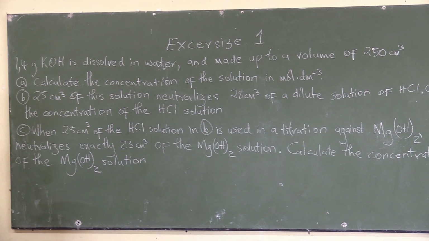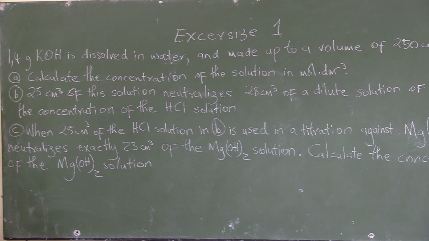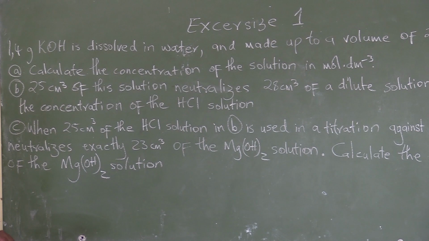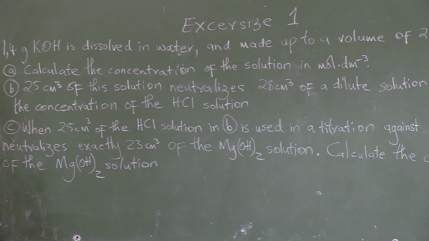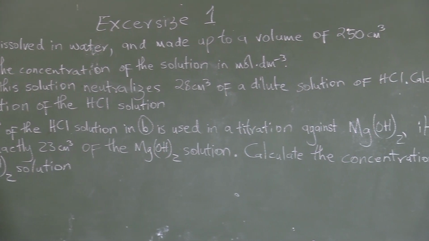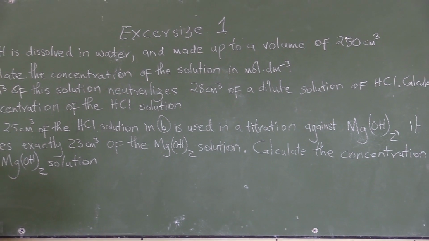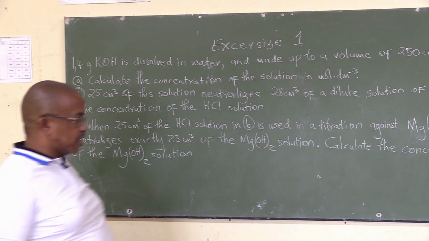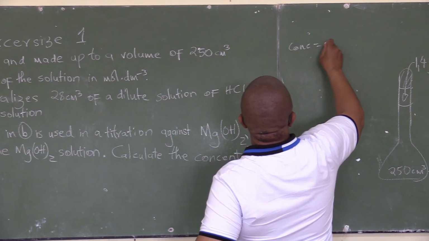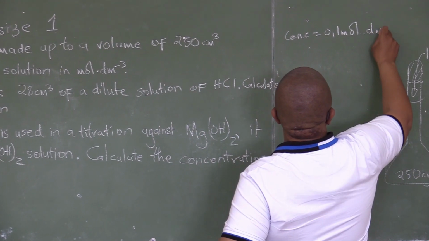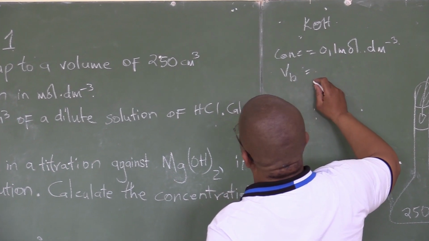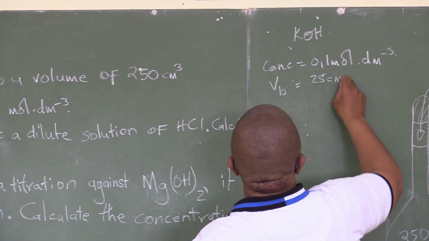So we have number 2. 25 cubic centimeter of this solution, the one we prepared, we take 25 cubic centimeter. It neutralizes, it reacts with 28 cubic centimeter of a dilute solution of HCl. KOH neutralizes HCl. HCl reacts with KOH. Let us see how it goes. The concentration of KOH is 0.1 mole per decimeter cubed. What volume of base was used? 25 cubic centimeter.